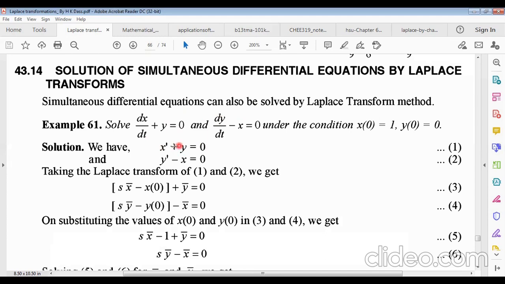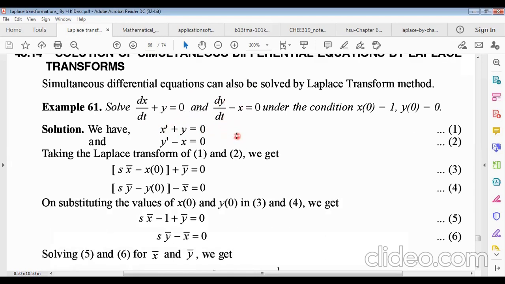The first one can be written as x bar plus y equals 0, and the second, y bar minus x equals 0. Now taking Laplace transform on both sides of 1 and 2, we get the first derivative of x(t) as s times the Laplace transformation of x(t) minus x(0) at t equals 0. Similarly, y bar will be s times the Laplace transformation of y minus y(0).